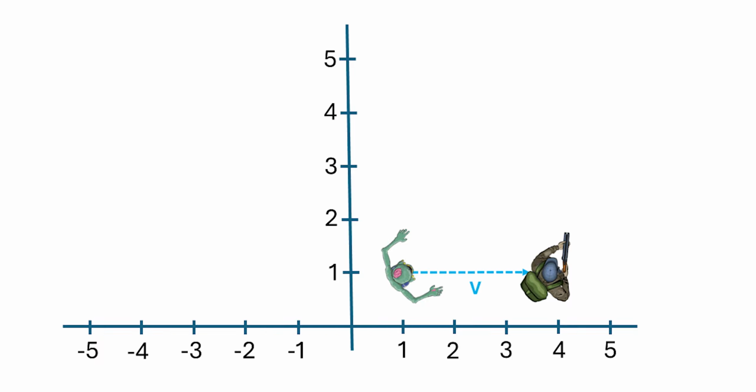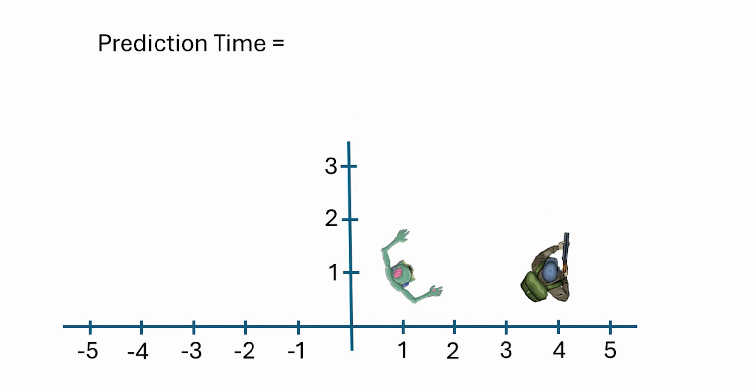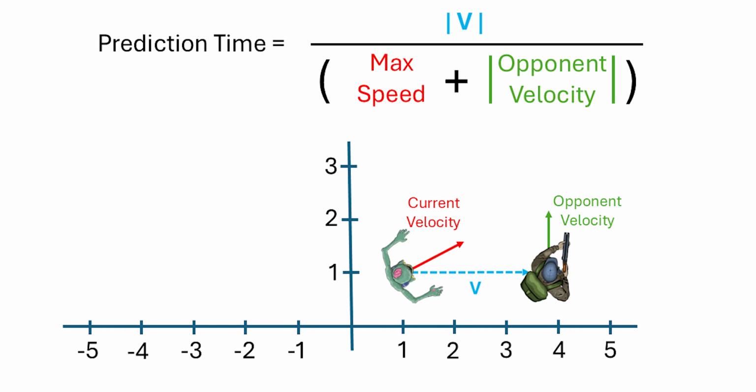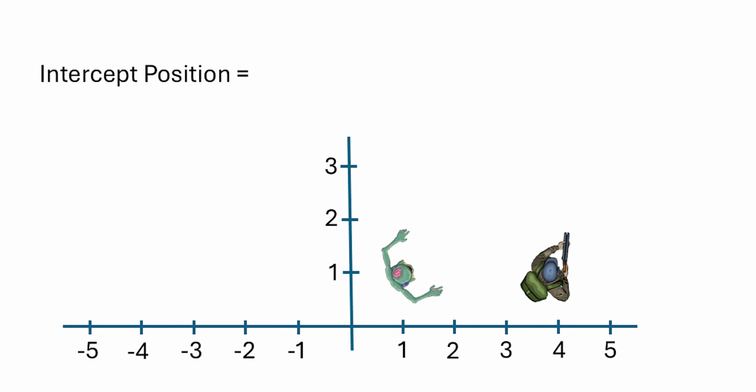But if we use the vector from our zombie to the opponent, the maximum speed the zombie can move at, and the velocity of the opponent, we can calculate a prediction time that is proportionate to the distance between them, the vector v, and inversely proportionate to the zombie and the opponent's speeds. To calculate a prediction time, we take the length of v and divide it by the maximum speed added to the opponent's current speed, or as you can see in the formula, the length of the opponent's velocity. It's the same thing.